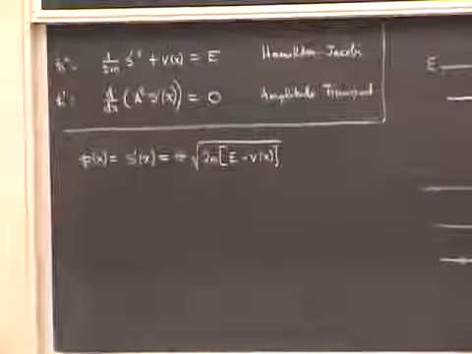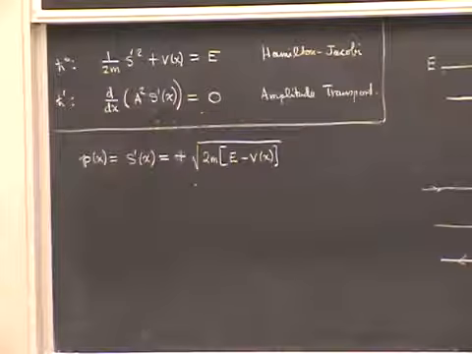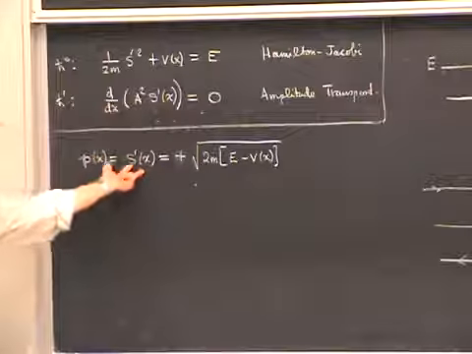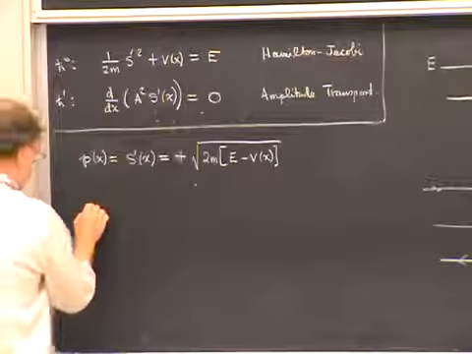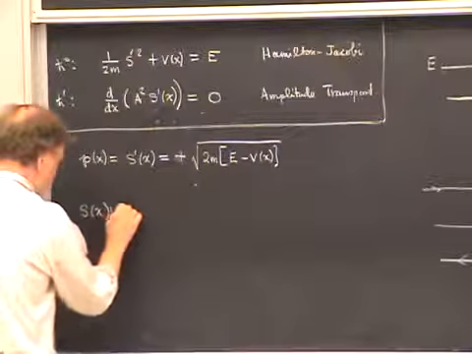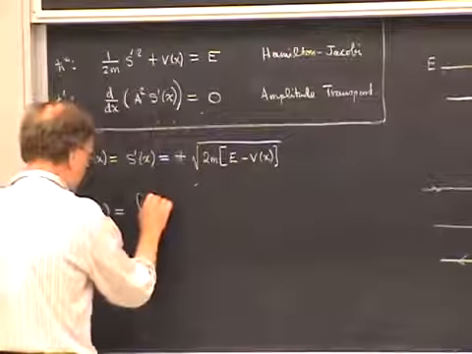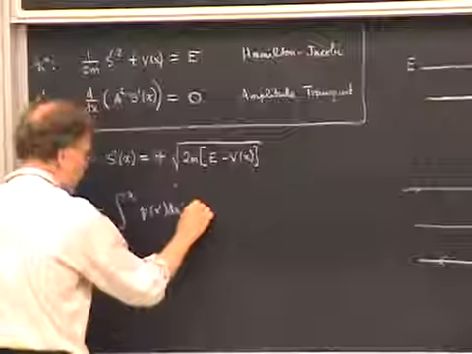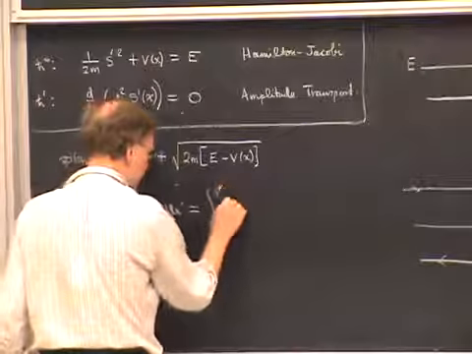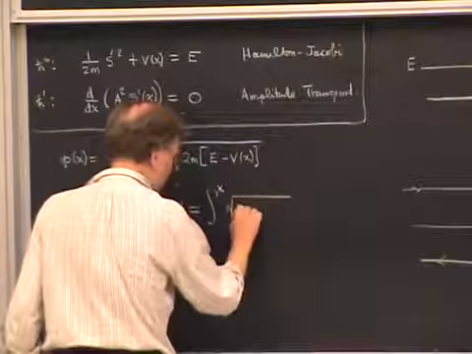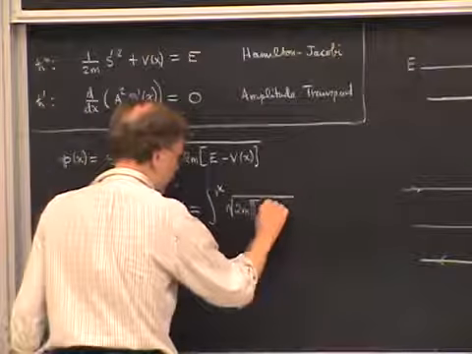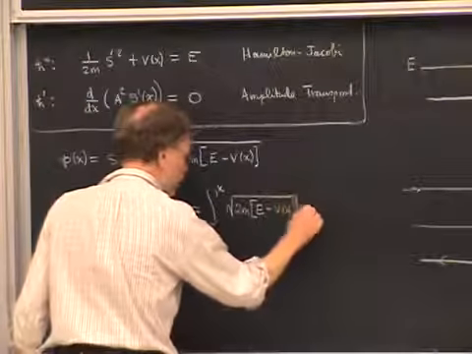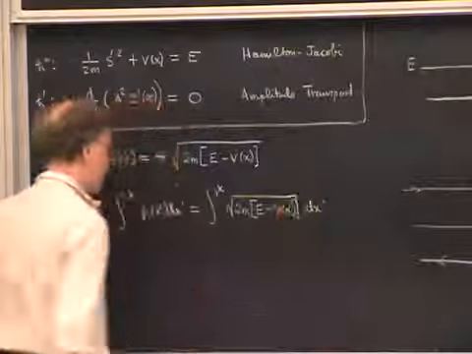All right. So that's the interpretation of this function p of x, which is also S prime of x. And so now the solution for S of x is easy. It's just an integral with an upper limit of x of p of x prime dx prime. To be a little more explicit, it's the integral with an upper limit of x of the square root of twice the mass times E minus V of x prime, times dx prime, like this.